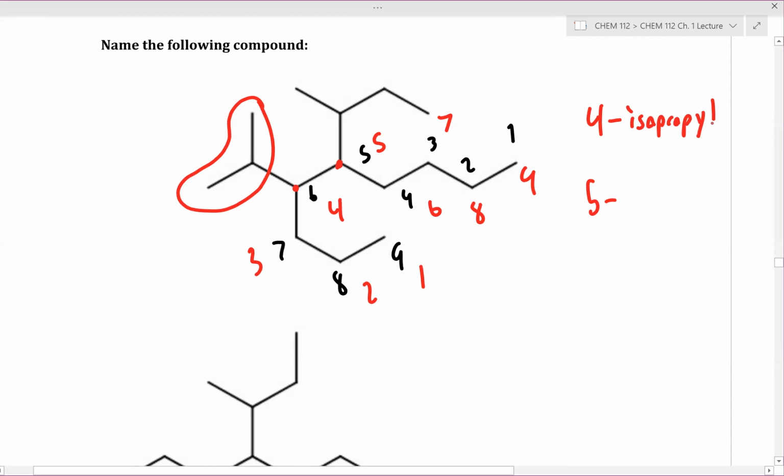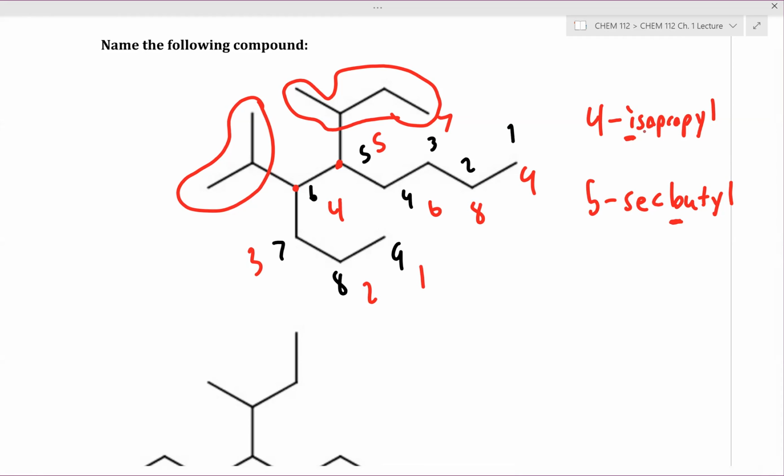What about at carbon 5? At carbon 5, we have a 4 carbon chain with our main chain attached at the secondary carbon. Sec-butyl. So this is 4 isopropyl, 5 sec-butyl. Remember, we do not count the sec prefix, but we do count the iso prefix. So then what is alphabetically first, I or B? B, yep. So this would be 5 sec-butyl, 4 isopropyl. And then what is our main chain? 9 carbons. Nonane.